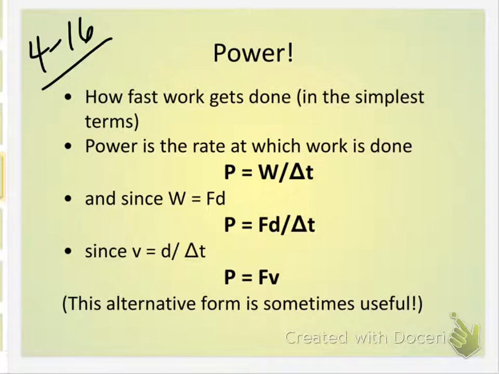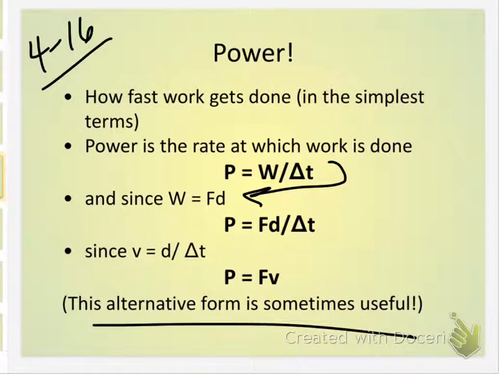We use watts. But power is the rate at which work is done. So it's work over time. And we can derive, because we know that work is FD, power is F times D over T, which means that power is force times velocity. Gets us the same thing. Sometimes this is helpful. We'll see where.